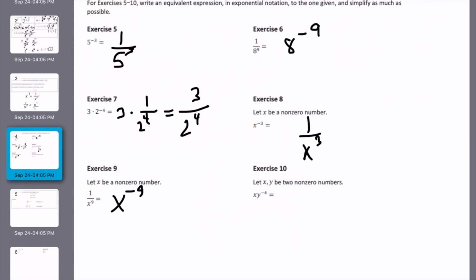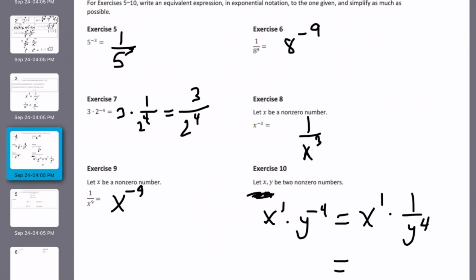And right here, let x and y be two non-zero numbers. I have x to the first. I'm going to rewrite this that way it shows all of their exponents. I have x to the first times y to the negative fourth, which this just turns into x to the first times 1 over y to the fourth, which is the same thing as x over y to the fourth power.